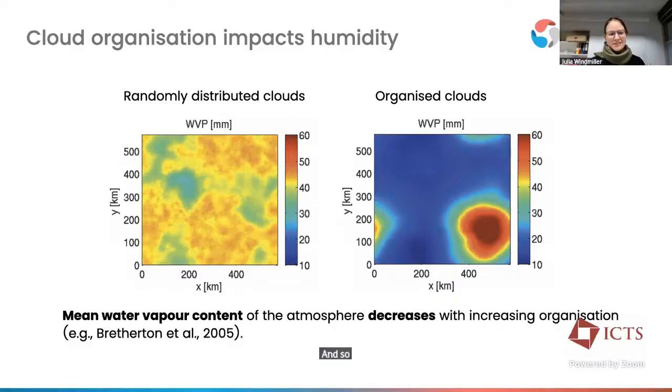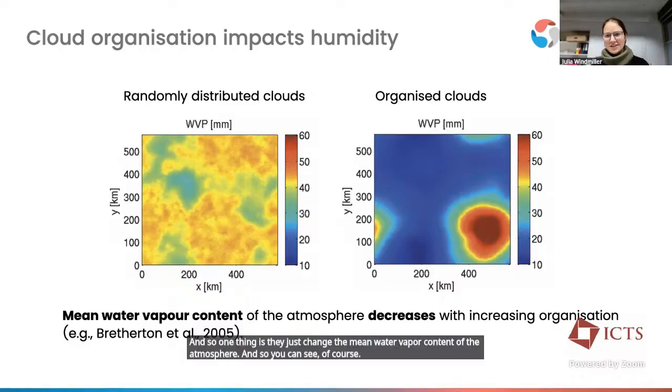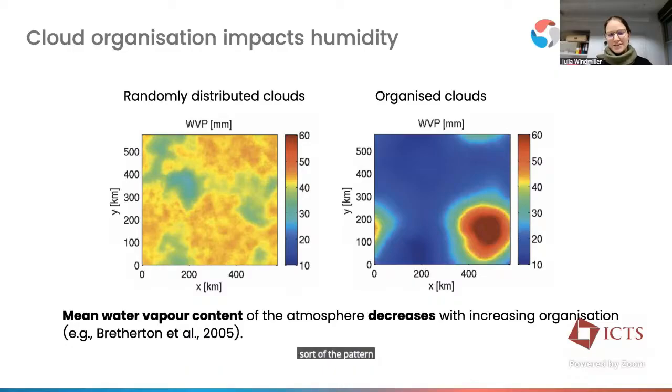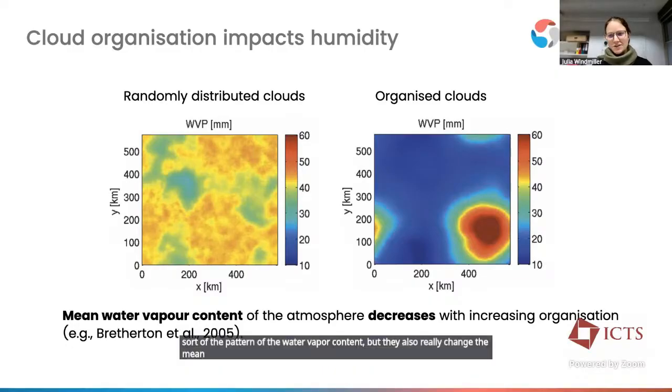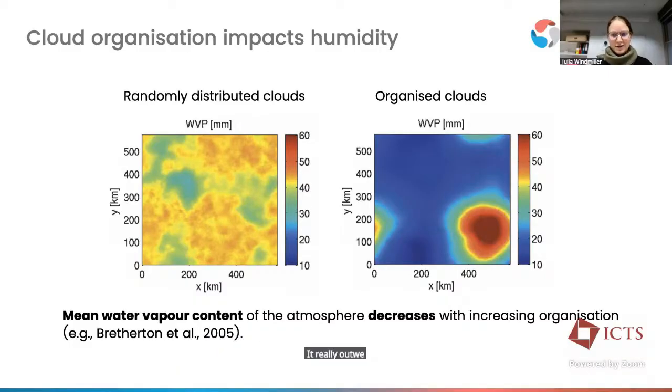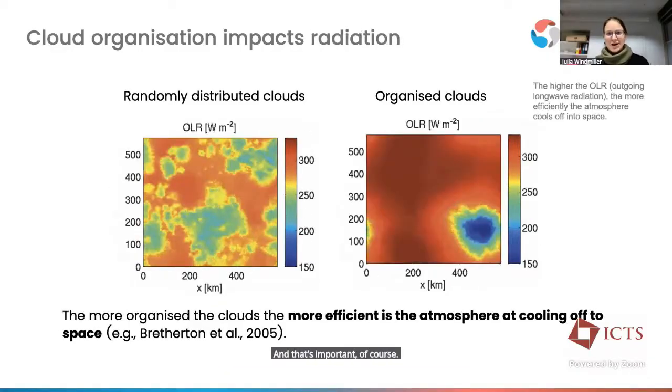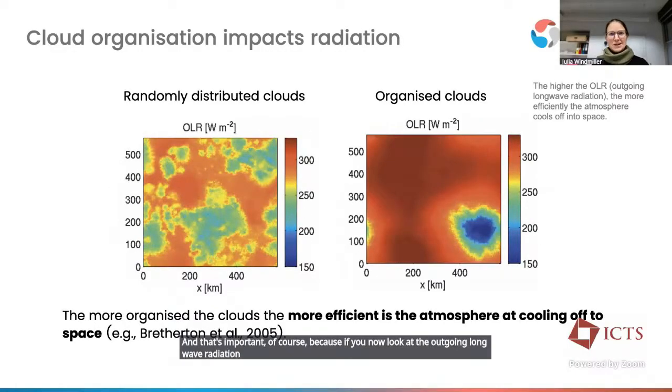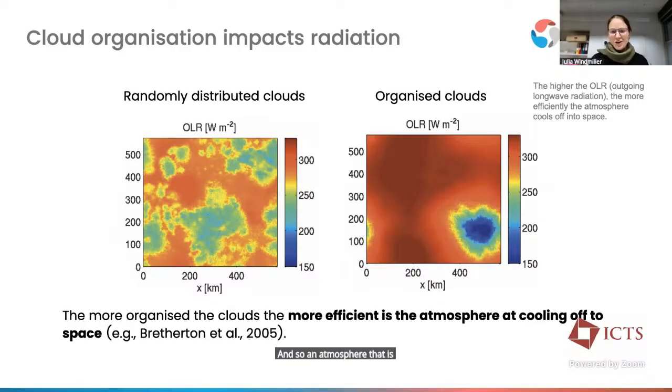And so one thing is they change the mean water vapor content of the atmosphere. You can see, of course, that they change the pattern of the water vapor content, but they also really change the mean water vapor content. While you have this tiny region that's now extremely moist, it's outweighed by the rest of the domain becoming super dry. And that's important, of course, because if you now look at the outgoing longwave radiation, you have a much less moist environment. That just means that your outgoing longwave radiation can be much cooler and much higher. And so an atmosphere that is more aggregated would be more efficient at cooling off to space.